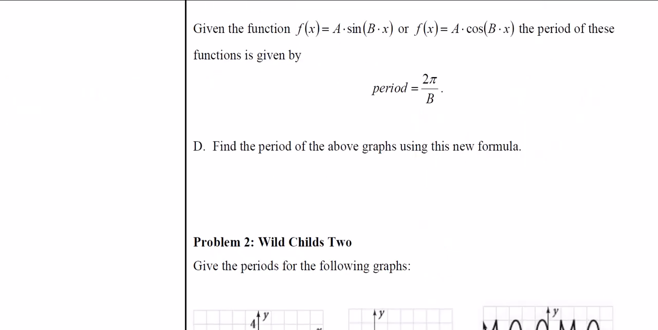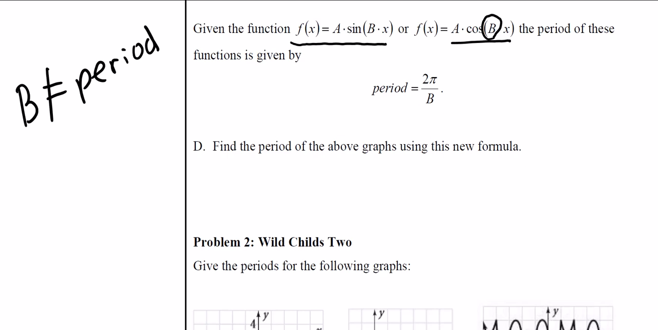So the general form for our sinusoidal functions up to this point is going to be as follows. We have a times sine bx, and we have a times cosine b of x. And that b is what's responsible for the period. The b is not the period, but it's used to figure out the period. So the period is found by this little mini equation, 2 pi over b.